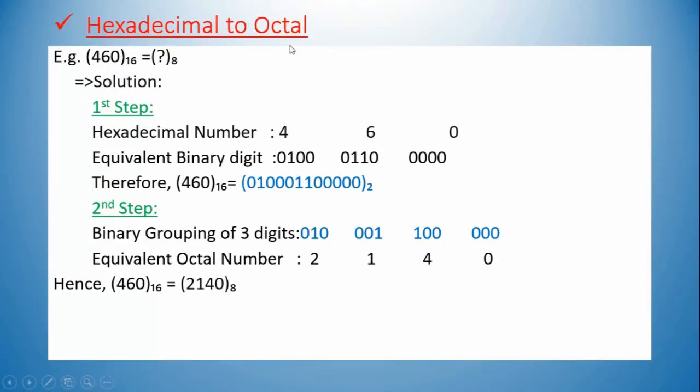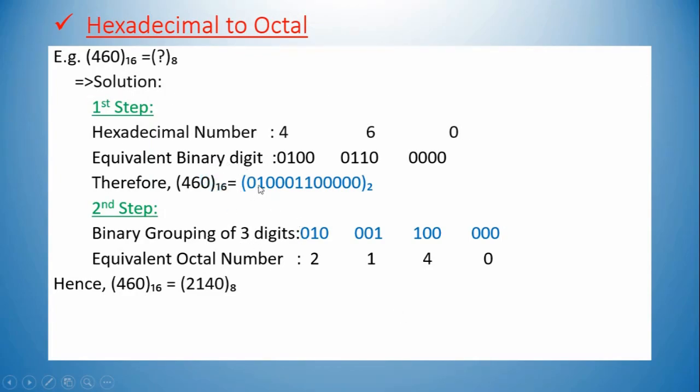Similarly, while converting hexadecimal to octal, we have to follow some extra steps. First of all, let's see the example. Here is a given hexadecimal number, and here is the octal number. At first we have to convert this hexadecimal number to binary. Those obtained binary numbers we group into threes starting from the last, then we give the equivalent octal numbers, and finally we get the answer. If we see here, first of all we have written the hexadecimal number, that is 4, 6, and 0. Then we wrote the equivalent binary digits of 4, that is 0100. Similarly, the equivalent binary of 6 is 0110, and 0 is 0000. And here we get the binary number of the given hexadecimal number.